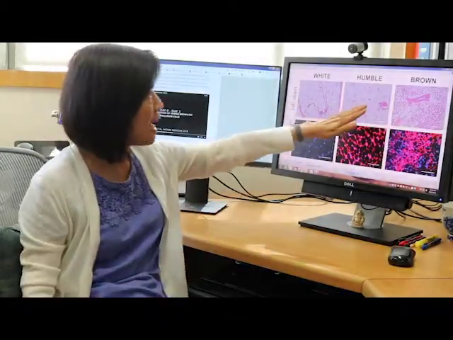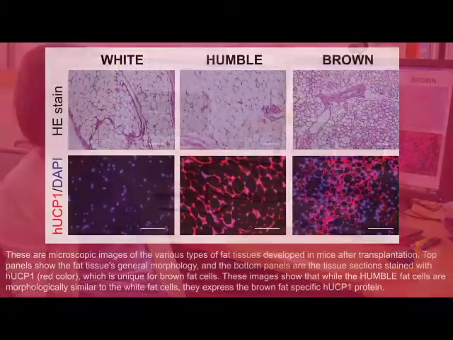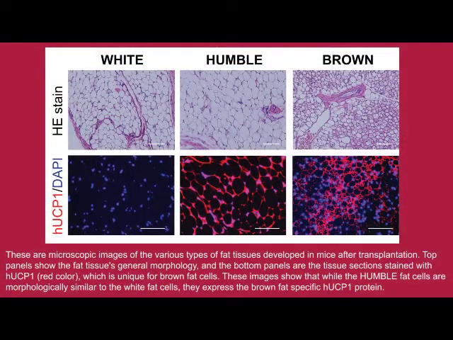And here you can see the humble cells look like their parent white adipocyte, but they also express this unique marker that I mentioned earlier, that we engineered to turn on by CRISPR technology, called UCP1. They express this unique marker for brown adipocytes. So by doing so, we are able to generate these humble cells.